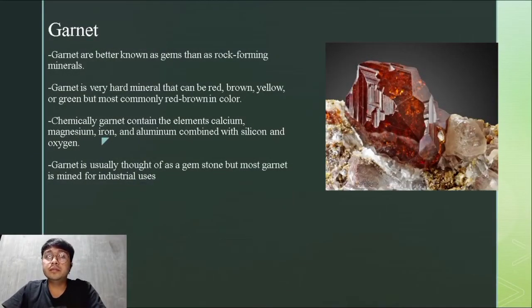Garnet. Garnets are better known as gems than as rock-forming minerals. Garnet is a very hard mineral that can be red, brown, yellow, or green, but is most commonly red-brown in color. Chemically, garnet contains the elements calcium, magnesium, iron, and aluminum combined with silicon and oxygen. Garnet is usually thought of as a gemstone, but most garnet is mined for industrial uses.